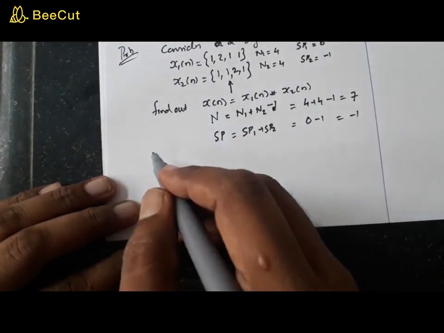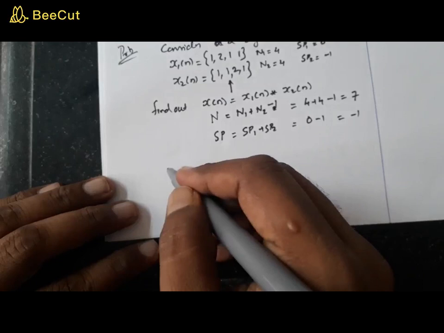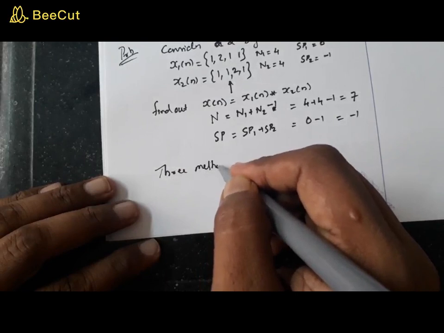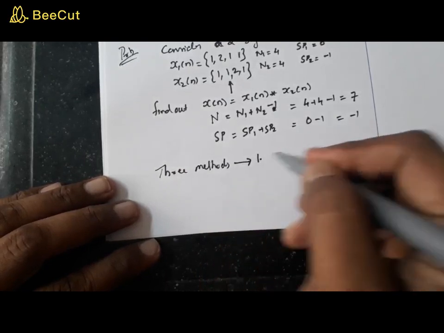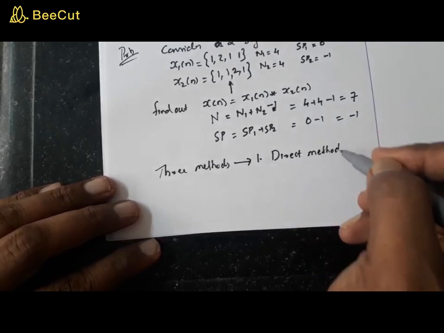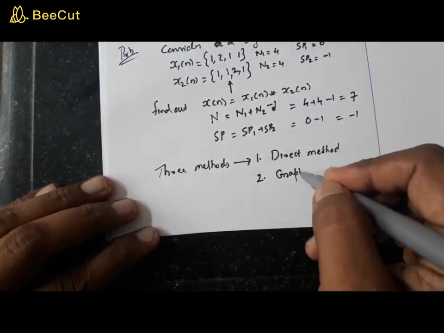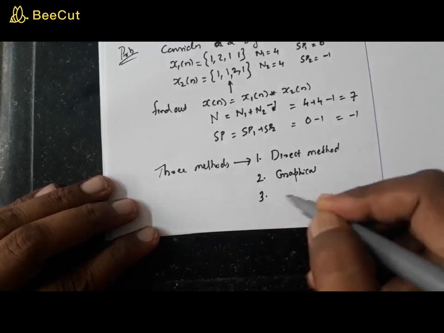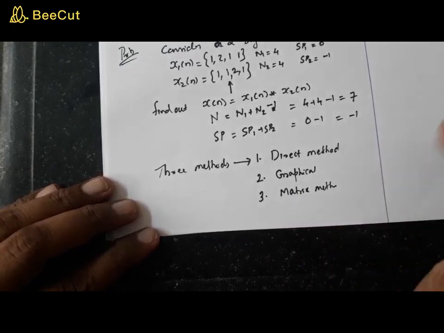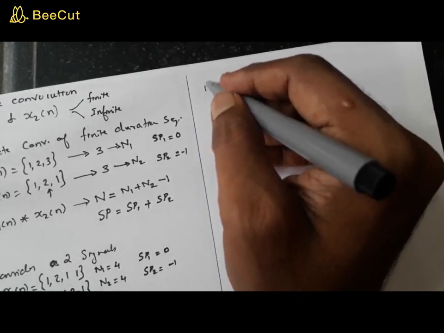To evaluate this problem, you can have 3 methods. There are 3 methods by which you can do this problem. Number 1, direct method. By direct method we mean we are simply using the straightforward mathematical equation. Number 2, the graphical method. Number 3, the matrix method. Now let's start with the direct evaluation method. What is this direct evaluation method?